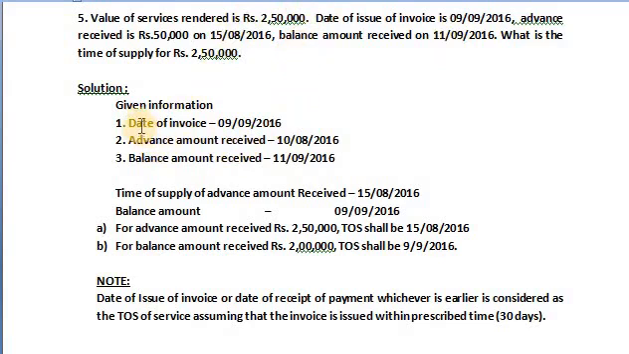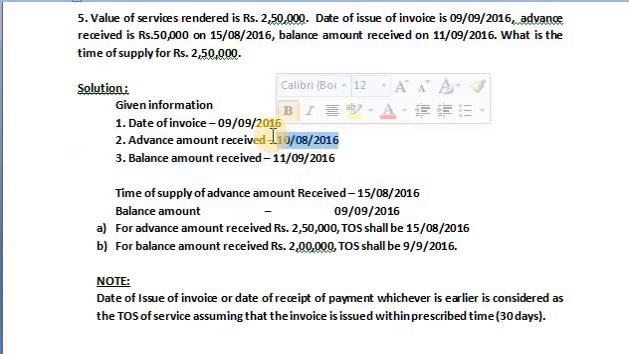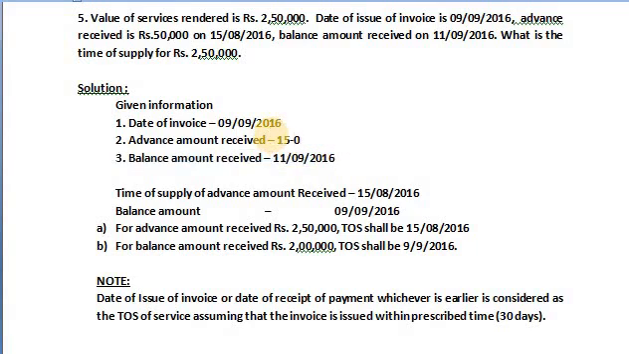So first let us write the given information. Date of invoice, we want only the dates there. Date of invoice 9/9/2016. Balance amount received is 11/9/2016. Advance received is 15/8/2016.